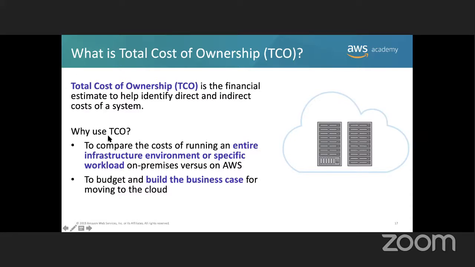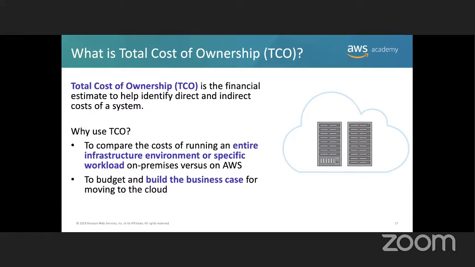So why use the TCO? Because you want to compare the cost of running an entire infrastructure of a specific workload on premises versus the cloud. So you want to see how much money you're saving. That's a very convincing tool, because when you see that you pay thousands of dollars more on premises, and you're saving thousands of dollars on cloud, and you see that visibly, you can see it with that tool, then you think, wow, I want to move to the cloud, right? So also you use it to budget and build the business case for moving to the cloud.